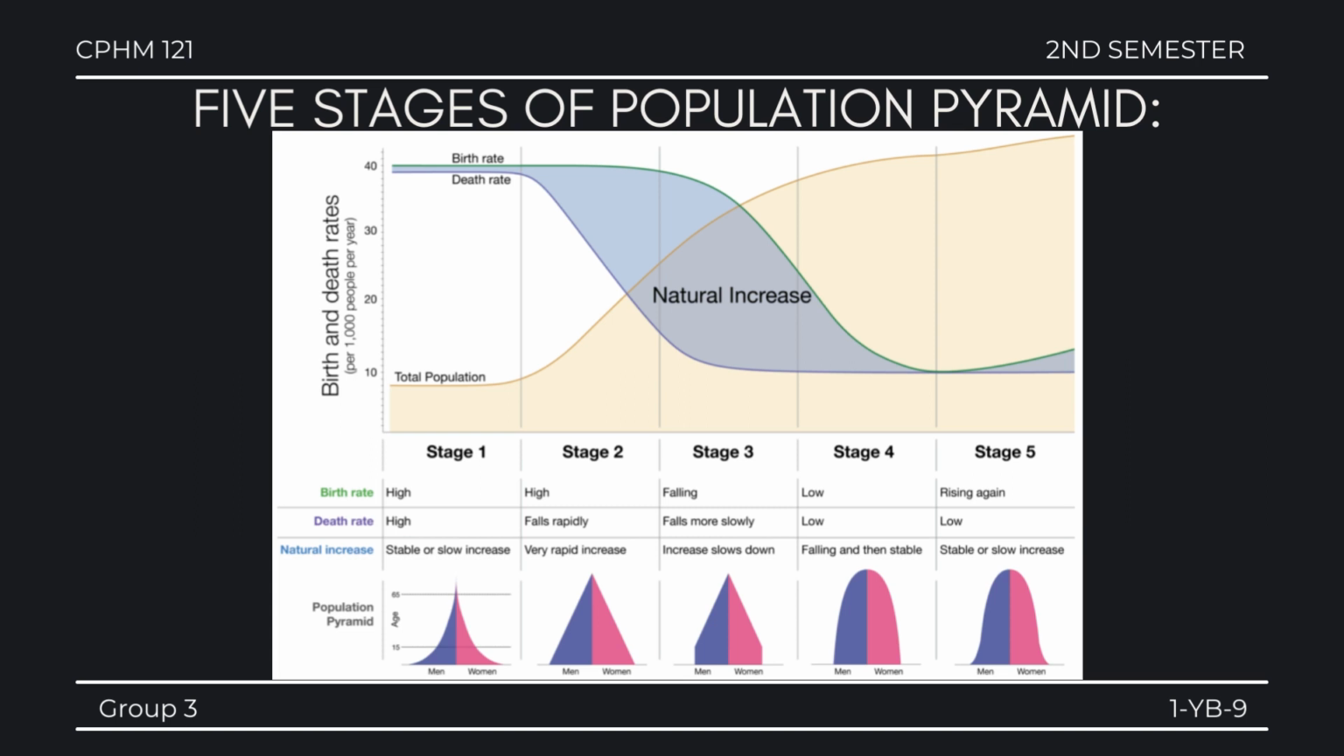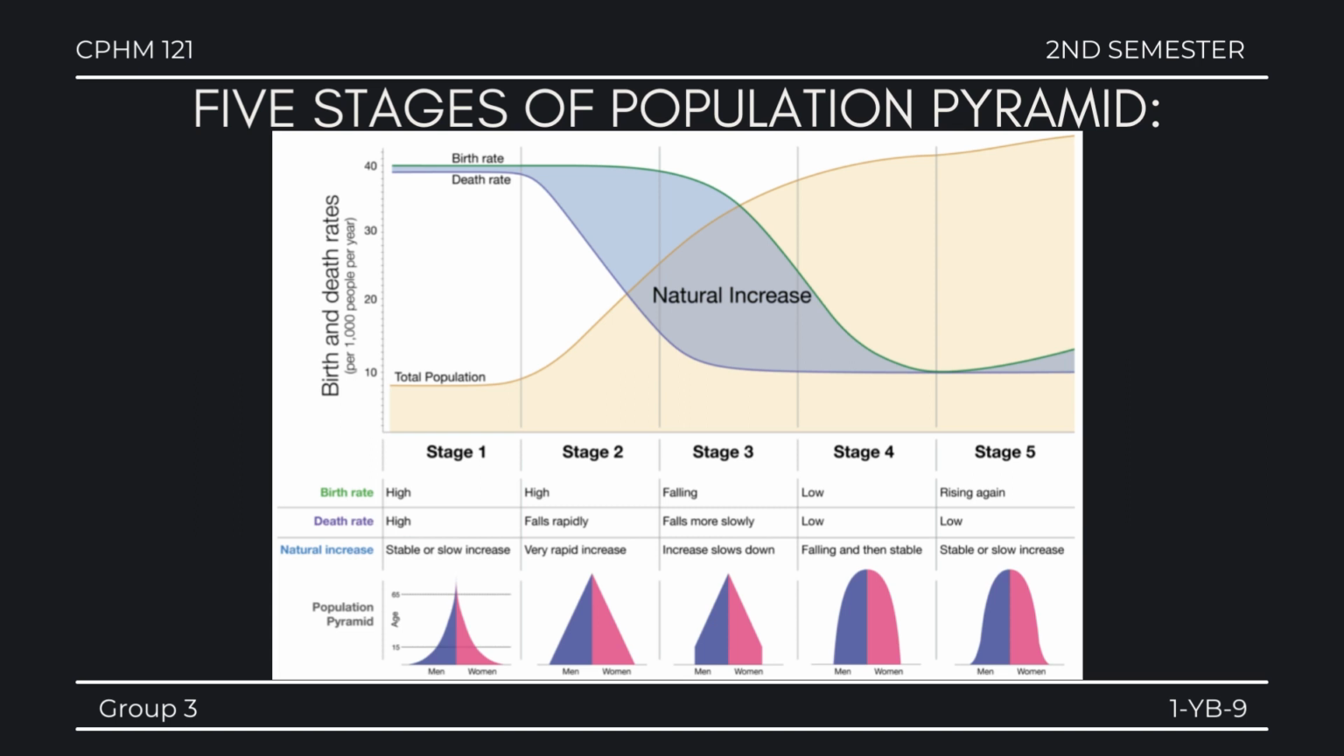While in death rate, in stage 1 it is high, stage 2 falls rapidly, stage 3 falls more slowly, stage 4 it is low, stage 5 it is also low. And in natural increase, in stage 1 it is stable or slow increase, stage 2 very rapid increase, stage 3 increase slows down, stage 4 falling and then stable, and stage 5 stable or slow increase.